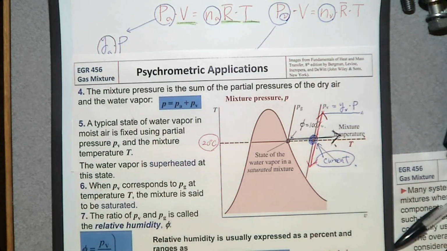Or if you add water, then move to the left. If you decrease the water amount, move to the right. If you increase temperature, this way; if you decrease temperature, this way. In winter, when you are driving, sometimes the windshield is going to be foggy, so you cannot see the front.